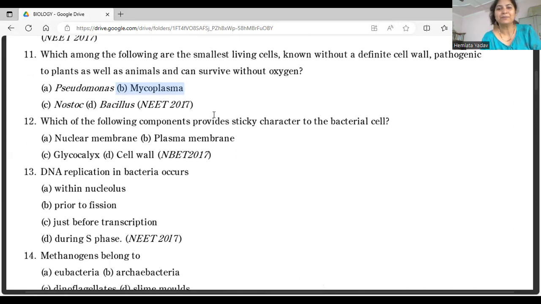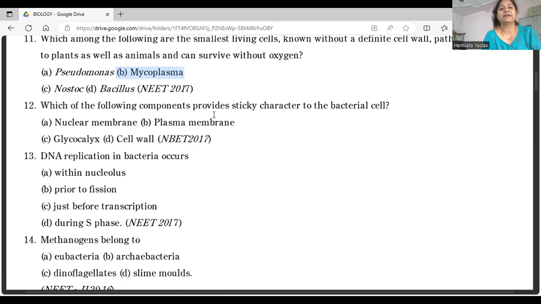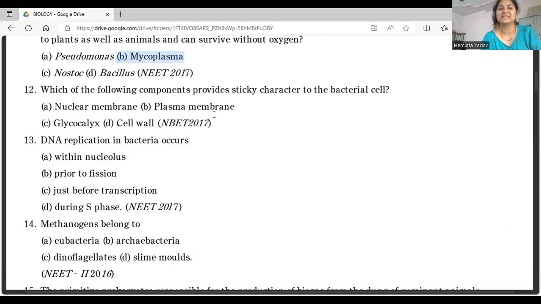Which of the following components provides sticky character to the bacterial cells? Sticky character is provided by the glycocalyx. If the glycocalyx is not capsulated, it becomes a slime layer, which is of a sticky nature.